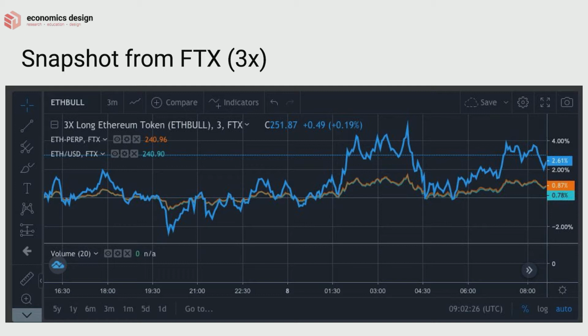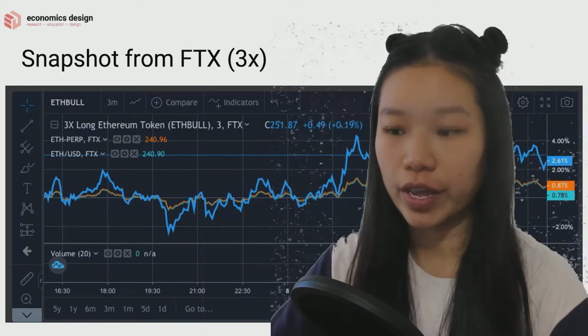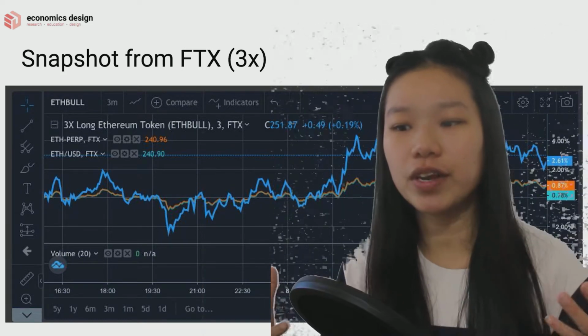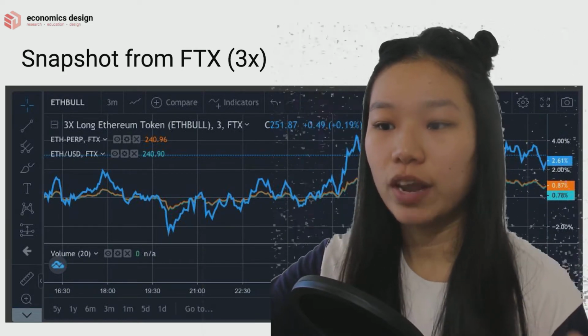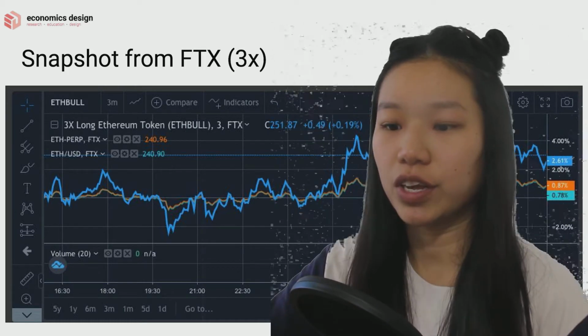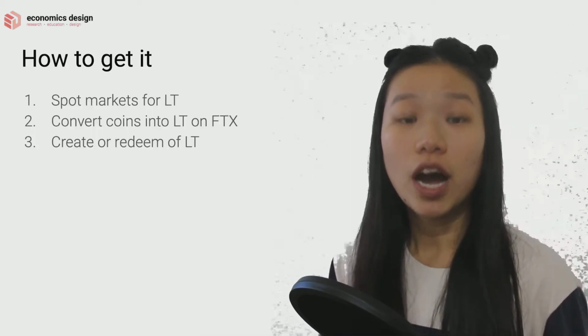And you can see the relationship. The perpetual futures and the spot rate are very highly correlated. But you can see that the exposure given by the leverage token is so much more. It amplifies the curves and it amplifies the volatility that Ethereum is looking at. So this is just to give you an idea of what leverage tokens are and what kind of exposure they're giving you. How do you get it?